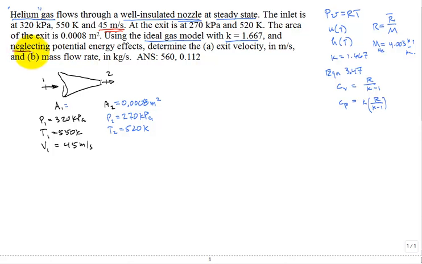We neglect potential energy effects. The elevation difference between the inlet and outlet is negligible, so we neglect potential energy effects. And you're asked to solve for the exit velocity and the mass flow rate. Well, how do we solve for the exit velocity and mass flow rate? This is in the chapter dealing with control volume analysis, and we're doing a mass balance as well as an energy balance using this analysis technique of a control volume.